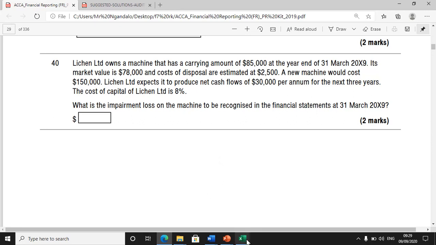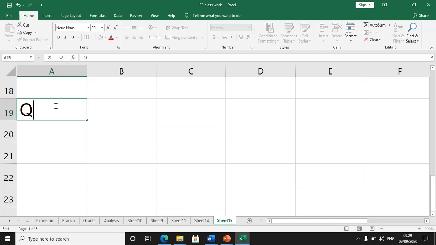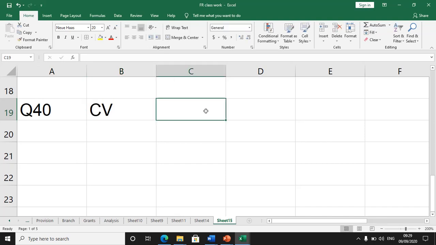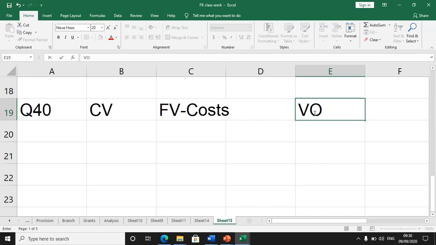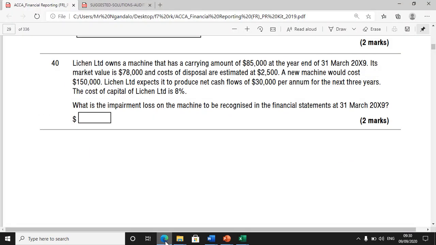Again, it's a nice question where you have to make comparisons. Next question, let me just check that one. It's supposed to be 40 years. Okay, so in our question we need to look out for the CV, we need to look out for the fair value less costs. Please remember that you have to make comparisons. Then you have to look out for the value in use, and I think this is where we have got some weeks to do. Okay, so let's look at the question carefully.